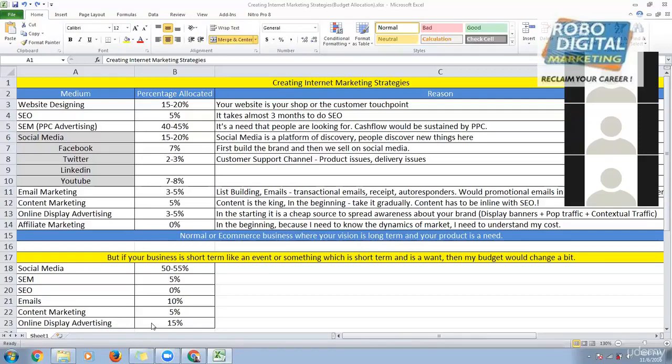Affiliate marketing, again 0%. Nobody is going to be interested in promoting an event. So that's why 0%.